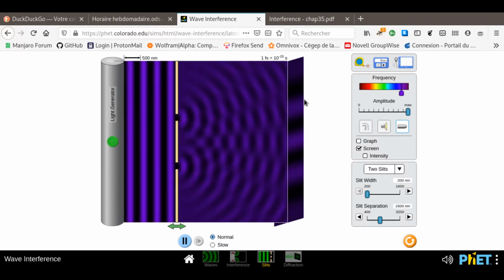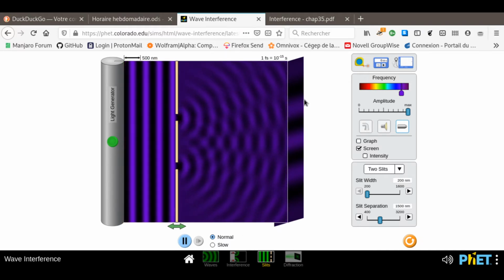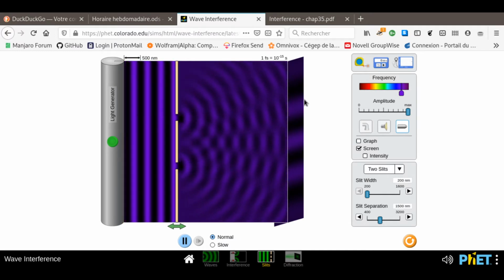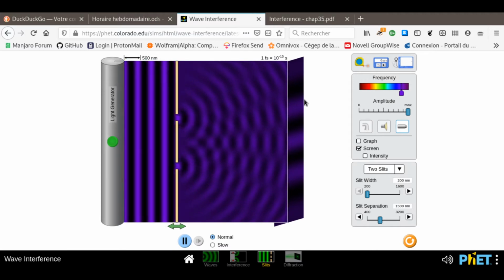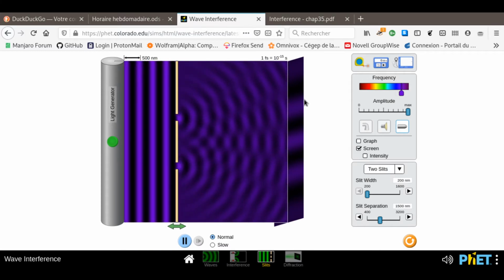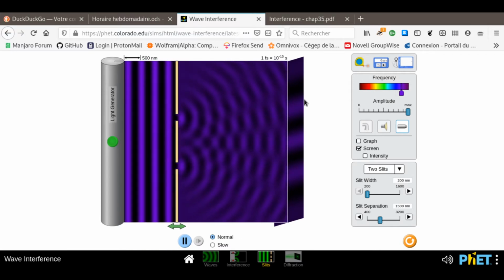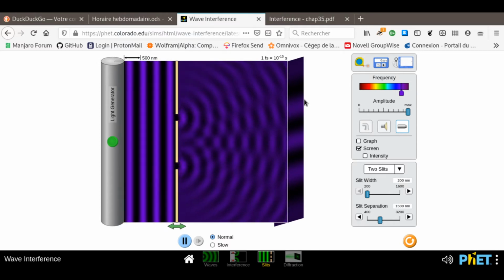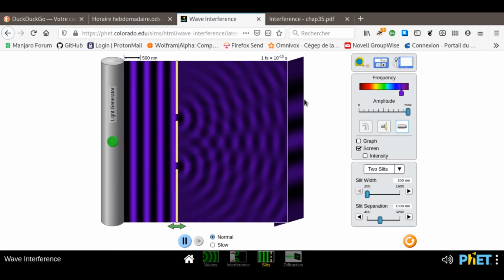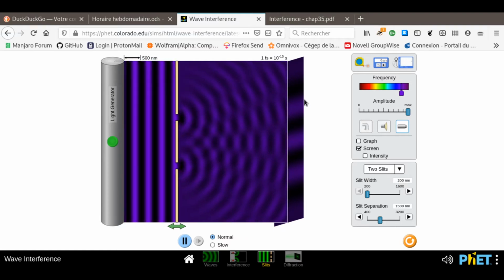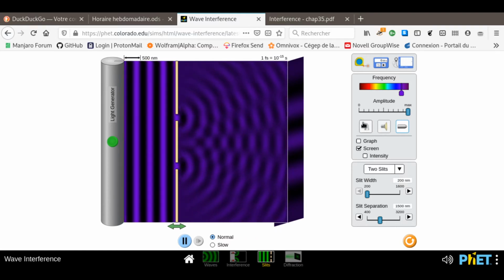Constructive, bright, destructive, dark. Whenever we had a bright fringe on the screen, it was light adding to itself because of the two slits. Whenever we had a dark fringe, it meant that light canceled itself through the action of the two slits. So this is not something we can intuitively conceive if we only worked with rays of light. We can only explain it if we treat light as a wave.